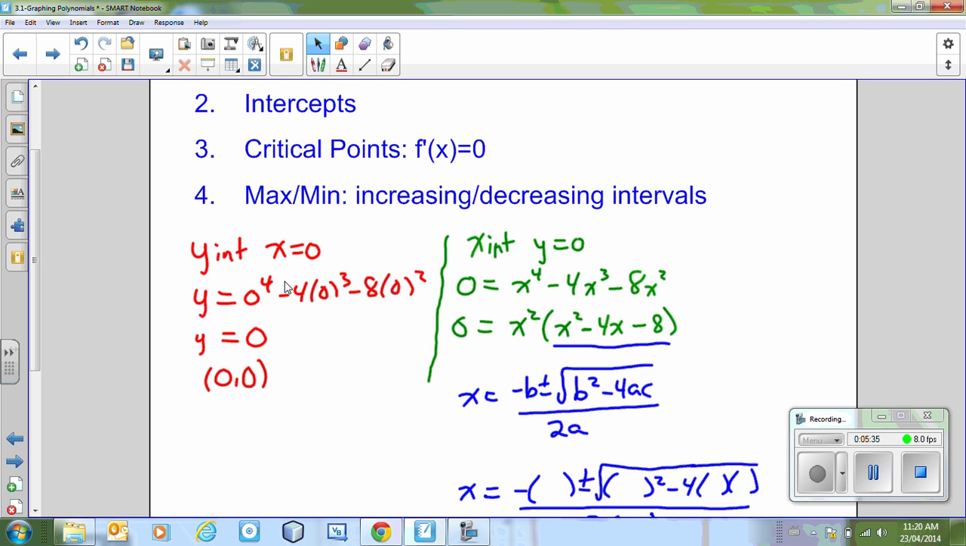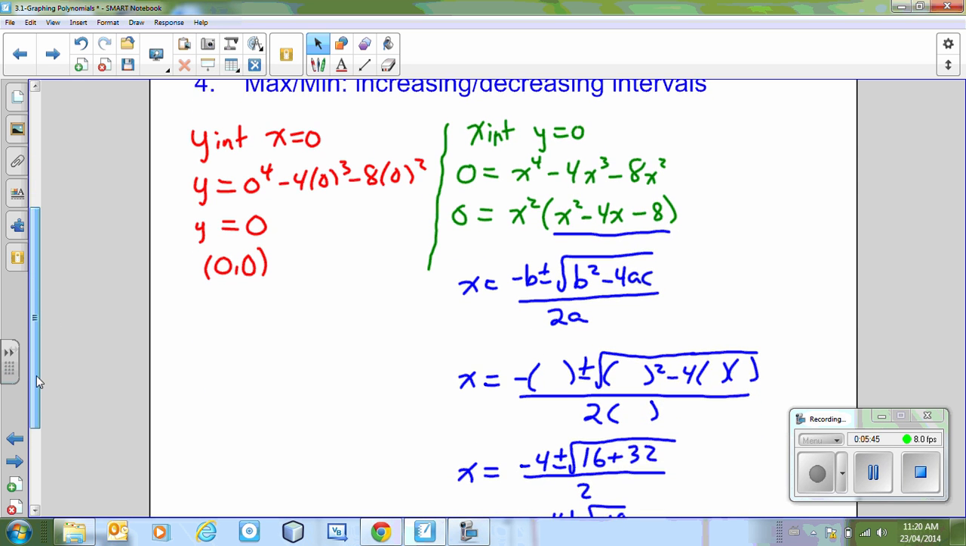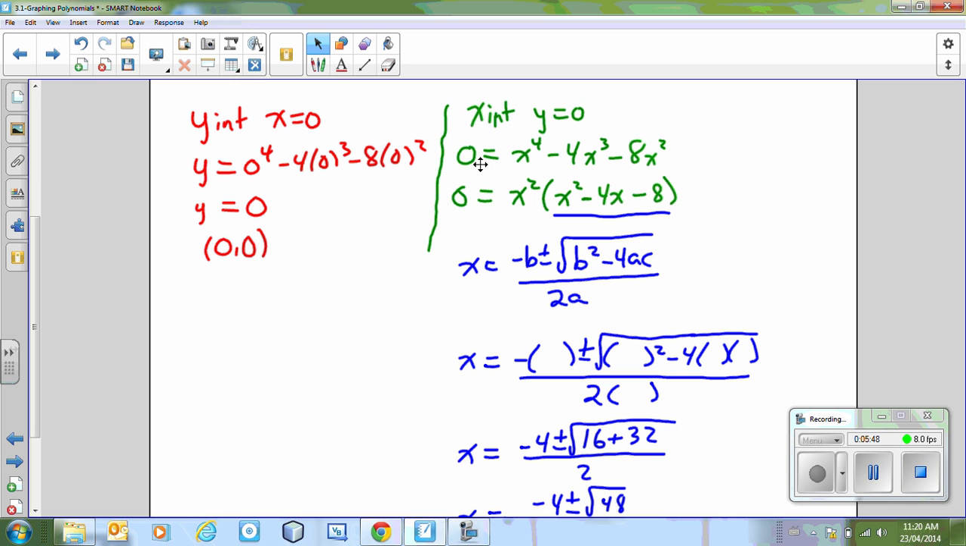I should do it. So the first intercept, the y-intercept, is always the easy one. Plug in x equals 0, and we get that y equals 0. That's fair enough. To solve for the x-intercept, we make y equal to 0. So we have 0 equal to the equation. If we factor out the x squared, just a second, I'm going to pause here.